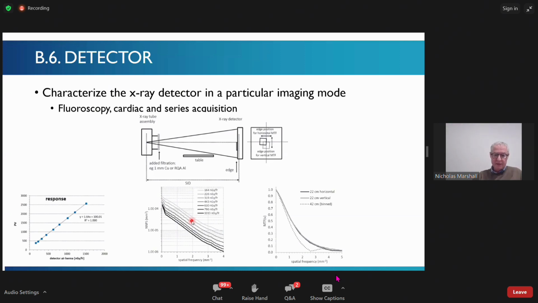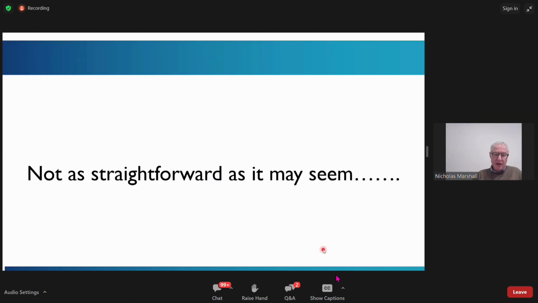And then there's the MTF, and you can see these little bits here, for normal small fields of view and the large field of view where it shows that bin. So these are useful characterizations, but they're not a straightforward way to measure this.